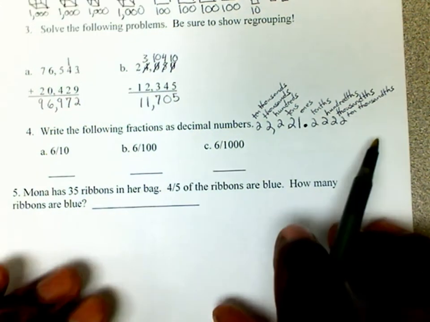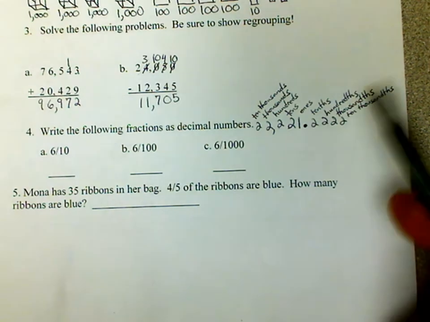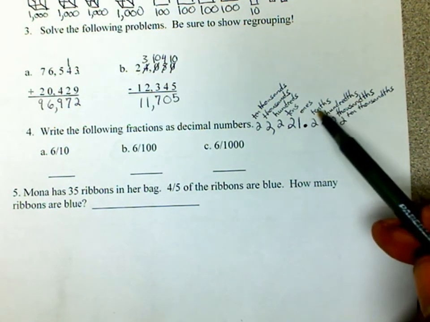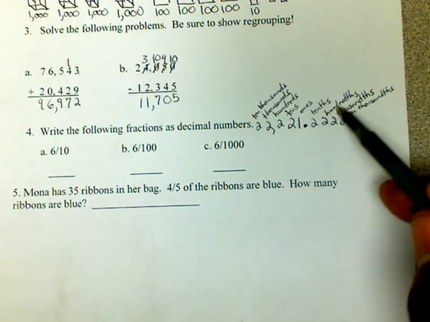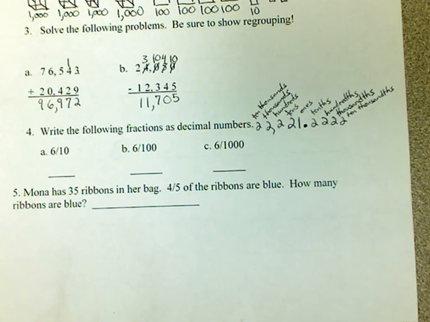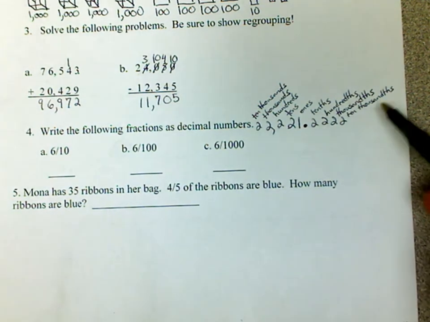Okay? But what's important to notice is that sometimes your fractions will have 10 equal parts, and each part would be called a what? A tenth. Sometimes your fractions would have 100 equal parts, and each part would be called a what? A hundredth. And sometimes your fraction will have 1,000 equal parts, and each part would be called a thousandth.